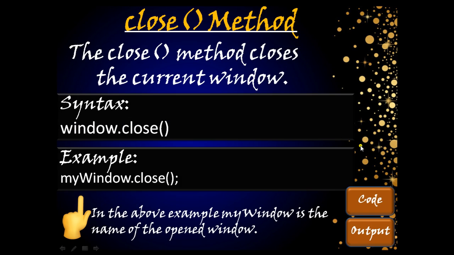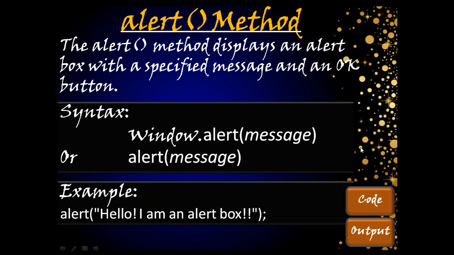Now we will move to the next slide. Alert method. The next method is the alert method. The alert method displays an alert box with a specified message. An alert box is nothing but a message box, with a specified message and an OK button. The alert method will open a pop-up box with a message and an OK button. There is only one button, that is the OK button.